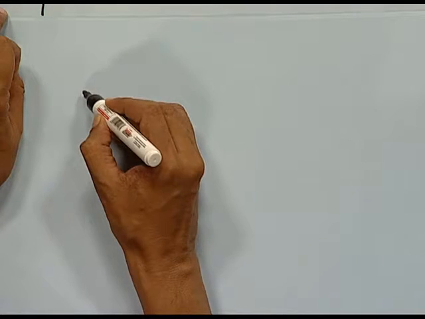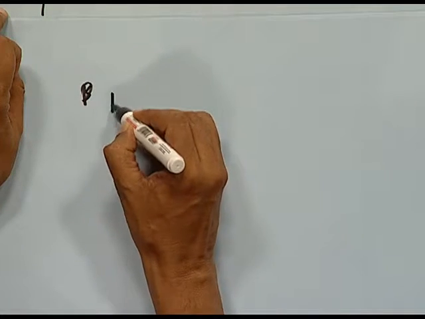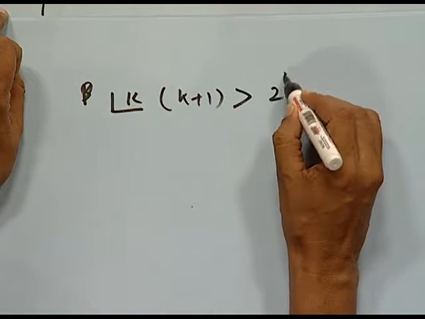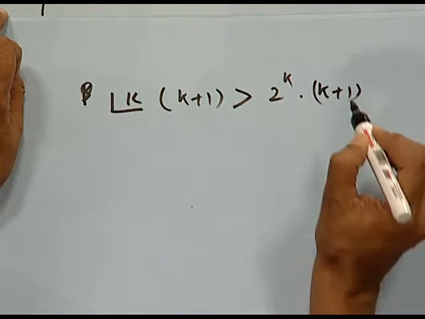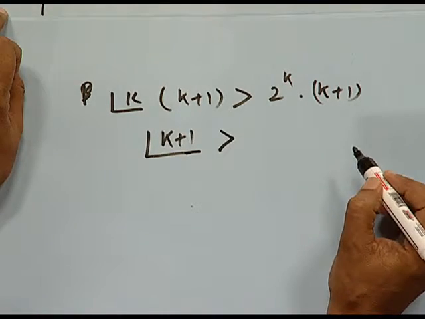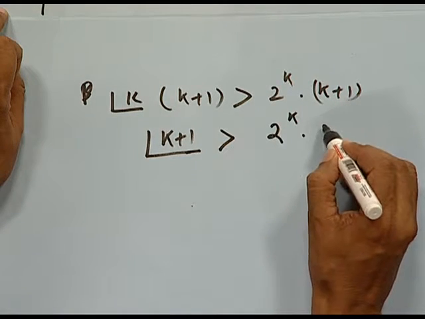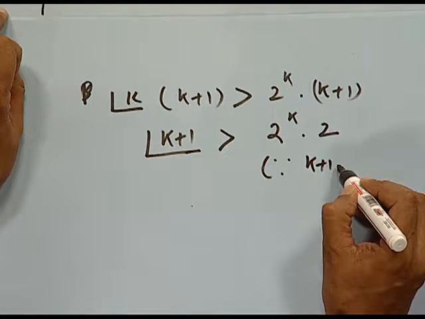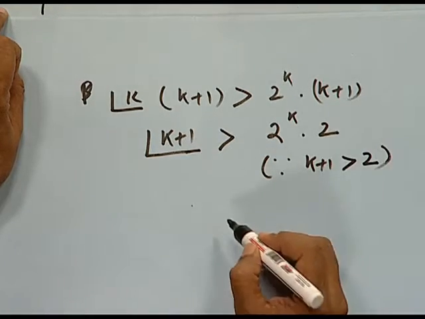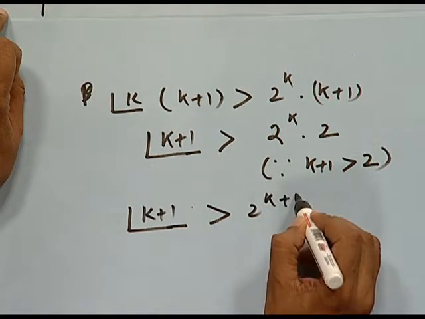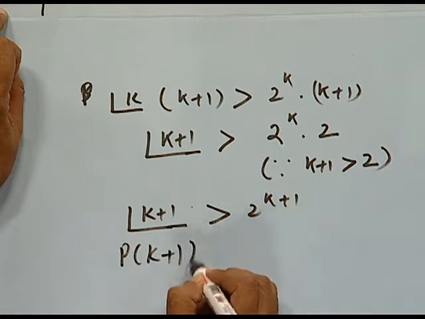Now, from this step, we have to prove that P k plus 1 is also true, and for that we have factorial k times k plus 1 is more than 2 raised to power k times k plus 1. This side becomes factorial k plus 1. Here we can write this as 2 raised to power k times 2, because k plus 1 is more than 2. Thus, we have factorial k plus 1 is more than 2 raised to power k plus 1, which means P k plus 1 is true.